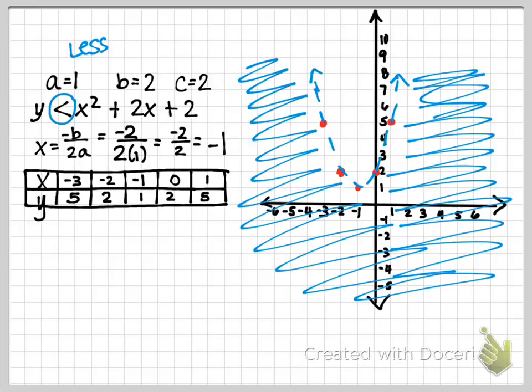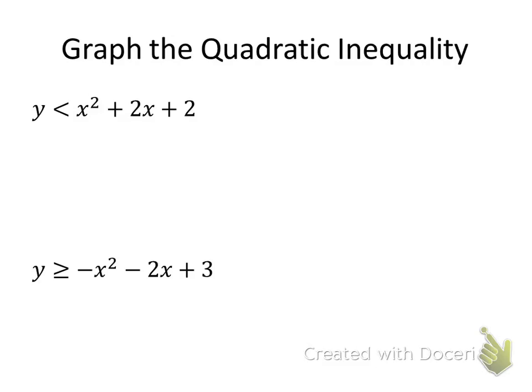Okay? So don't worry if that's confusing to you. We'll do more, and the more you practice, the better you'll get. Okay, so this is how we graph parabolas. So let's do the next one. So I'm going to go back to my page, and we just graphed this first inequality. So now we're going to do the second. And we've got y is greater than or equal to negative x squared minus 2x plus 3.